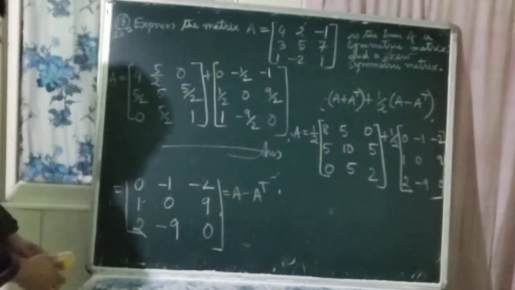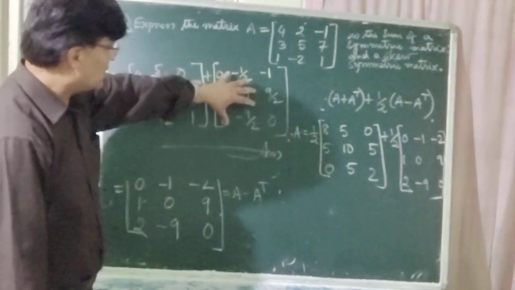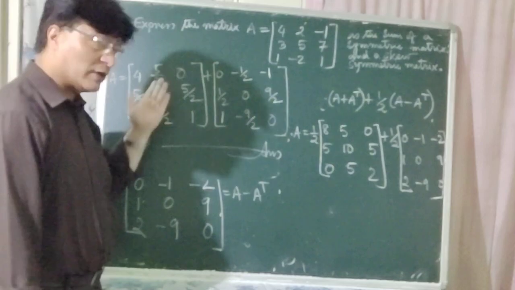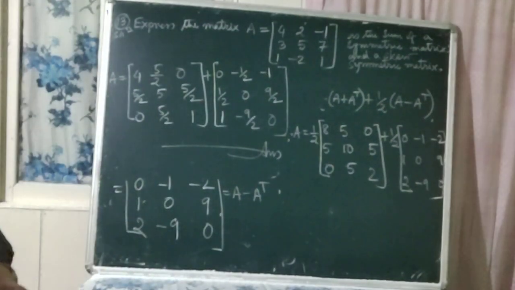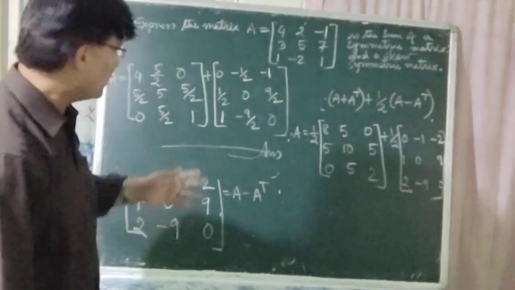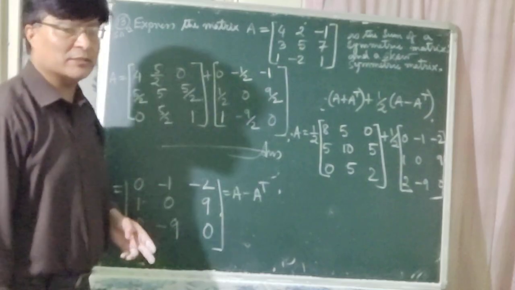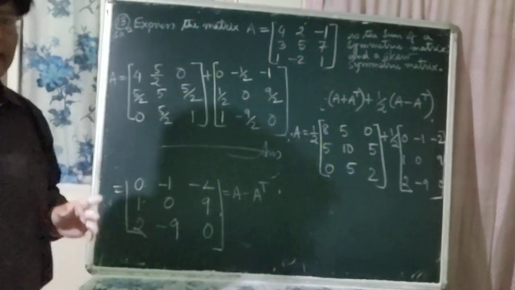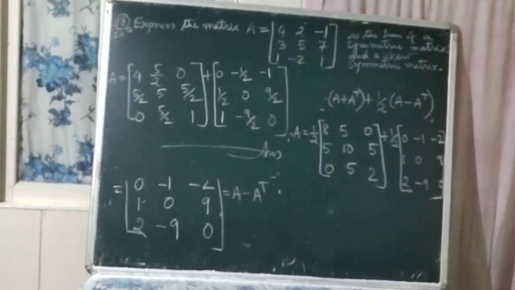That means this first matrix is the symmetric matrix plus this second matrix is the skew symmetric matrix. So we have converted the given matrix as the sum of a symmetric matrix and a skew symmetric matrix, and this first matrix is the symmetric matrix and the second matrix is the skew symmetric matrix. Is that clear? So this question is very, very important. Okay, so we'll do the next question now.